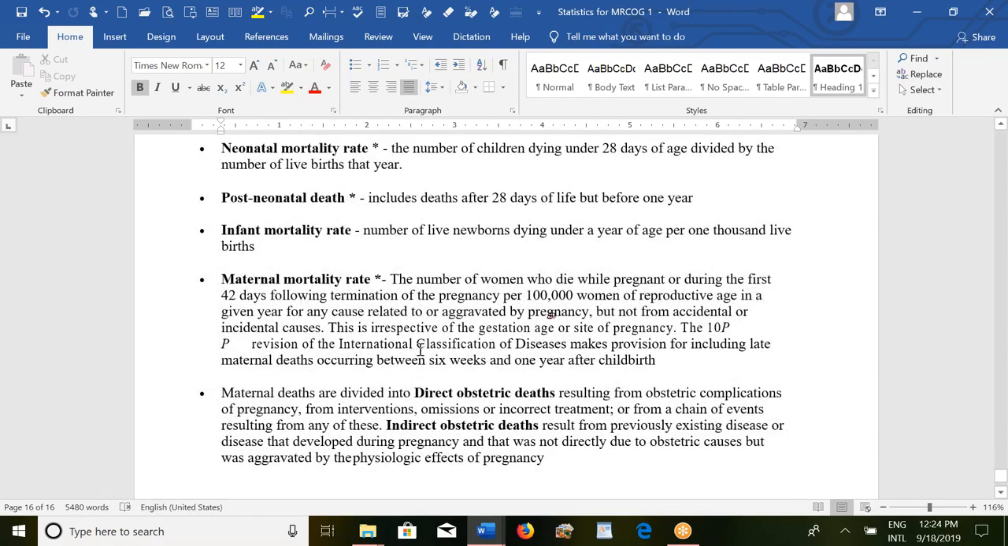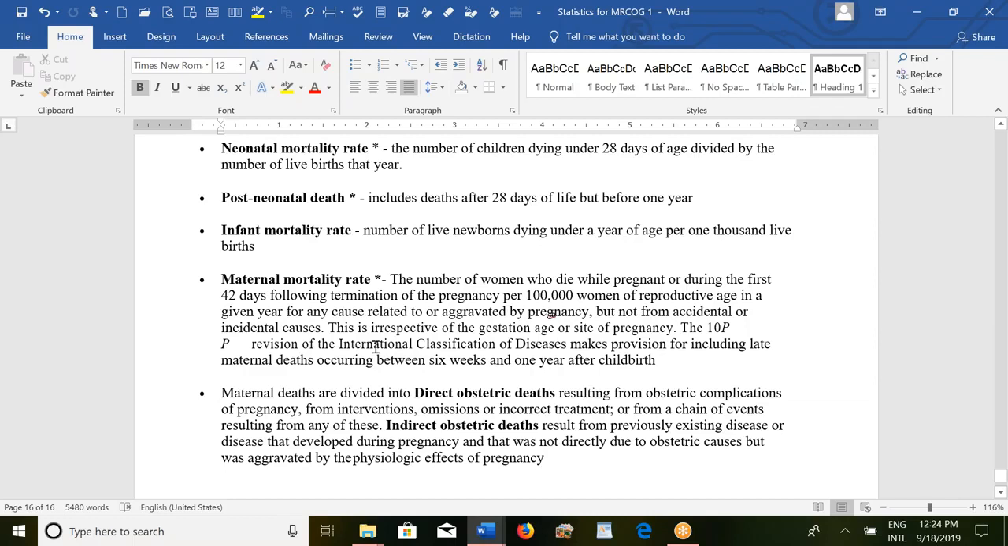Then what is maternal mortality rate? This is the number of women who die while pregnant or during the first 42 days following termination of the pregnancy per 100,000 women of reproductive age in a given year for any cause related to or aggravated by pregnancy, but not from accidental or incidental causes. This is irrespective of the gestational age or site of pregnancy. So include ectopic pregnancy also, and miscarriage is also included.